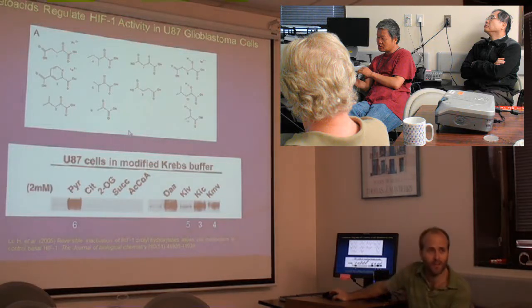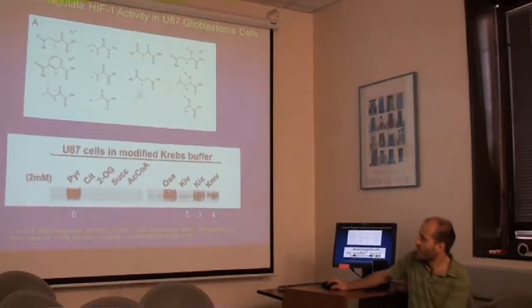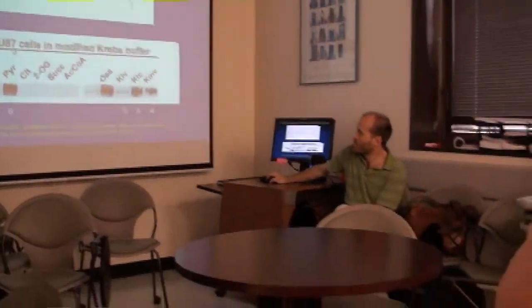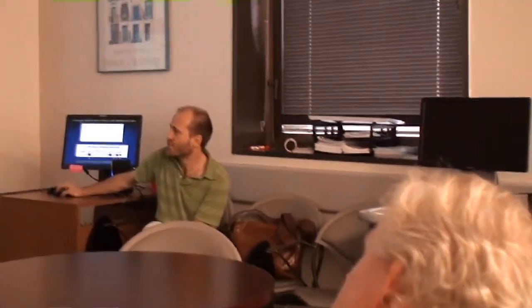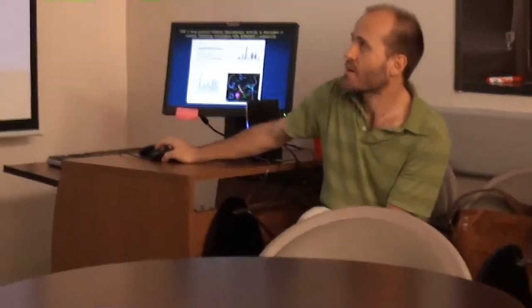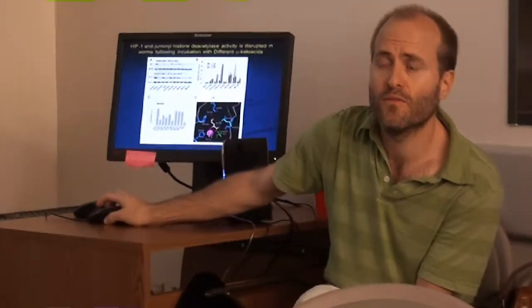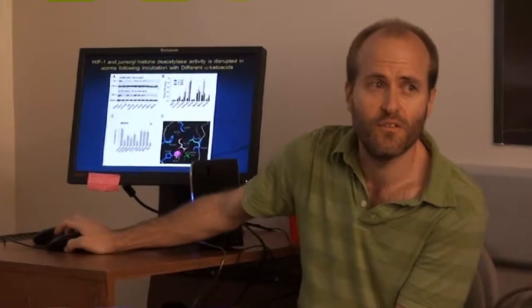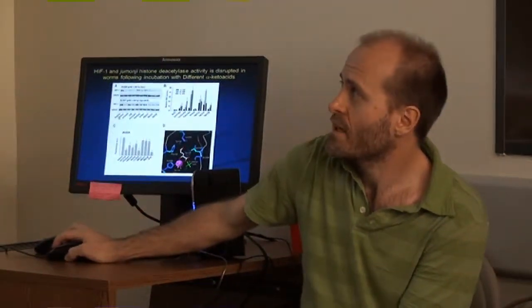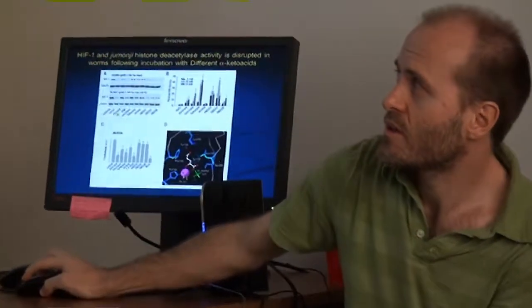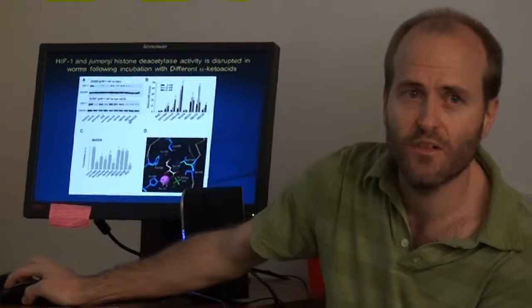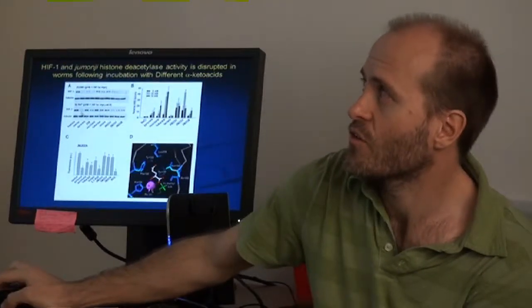This again made us very intrigued by the potential here. Here are our alpha-ketoacids. These are glioblastoma cells. It turns out that just adding these things to the media is sufficient to actually stabilize HIF1. So we repeated this experiment in worms, in 3T3 fibroblasts, and in vitro. Here are our results. Here are all the metabolites that we checked. These guys here are branched-chain ketoacids. There are some hydroxy acids in there, and a few controls.